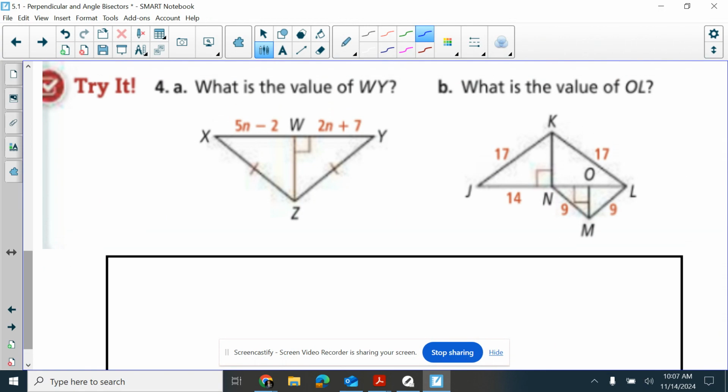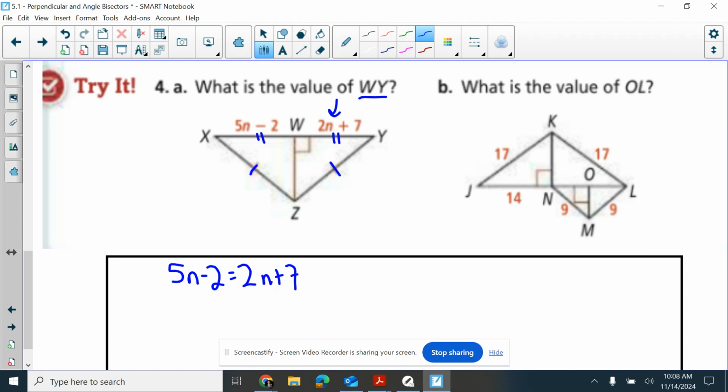Here's another example. This would be the converse of the perpendicular bisector theorem. So if you have that perpendicular line in the middle, and if these two sides are congruent, then that's going to mean that this is going to be congruent to this. So this is just like the converse. You just write your equation, 5n minus 2 equals 2n plus 7. Solve for your missing variable, n, then plug it back in. Like this one, we're solving for WY. So after you solve for n, you plug it in there.